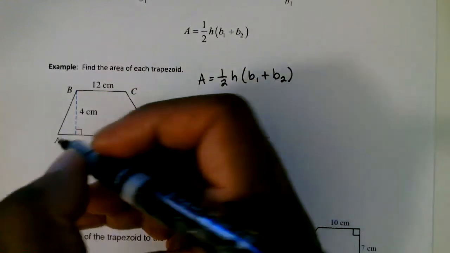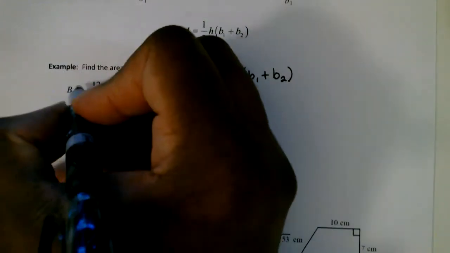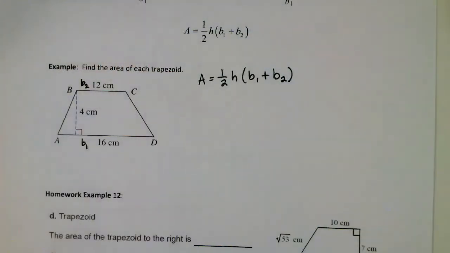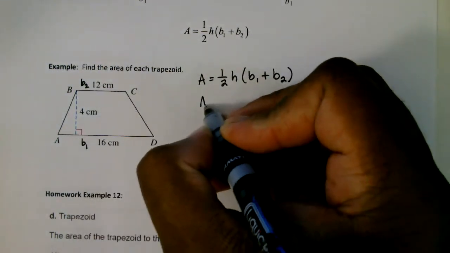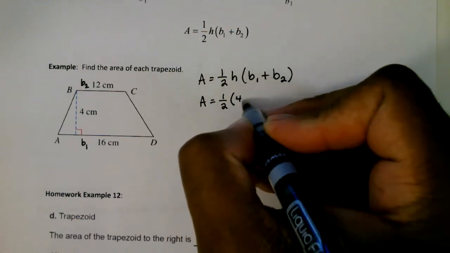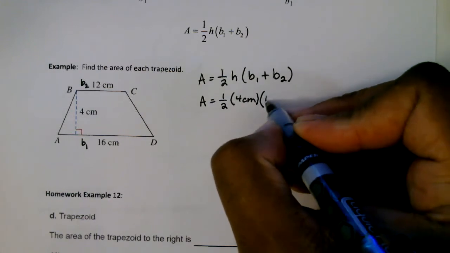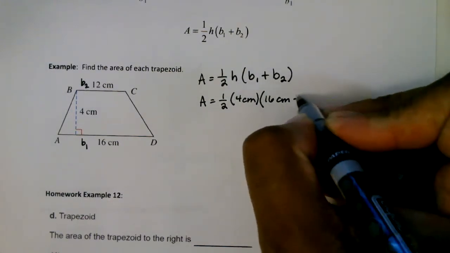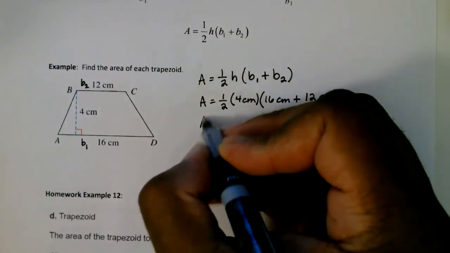Now, it really doesn't matter which one you let B1 be equal to or which one you let B2 be equal to. So I'm just going to do this, by the way. B1 will be 16 centimeters and B2 will be 12 centimeters. The height is 4 centimeters. So here, that area will be 1/2 of the height, which is 4 centimeters, times B1, which is 16 centimeters, plus B2, that's 12 centimeters.